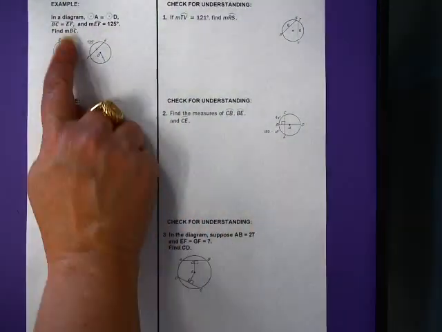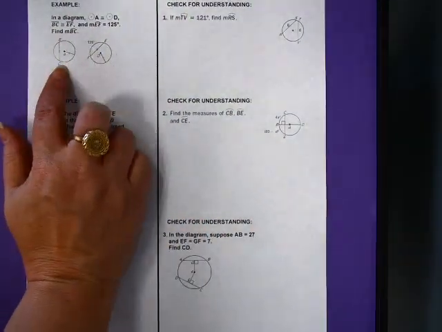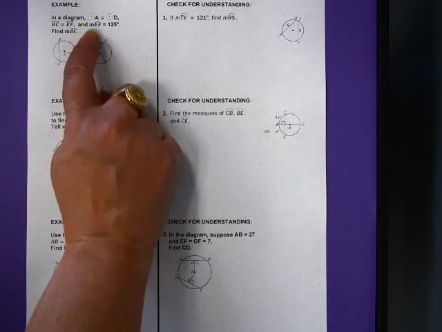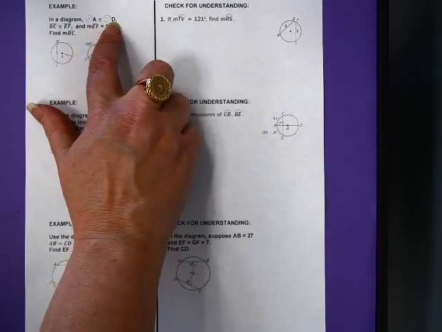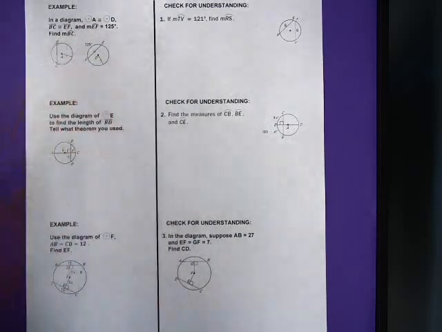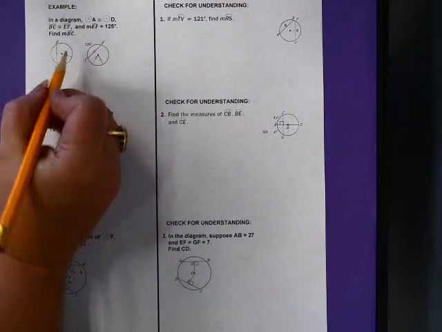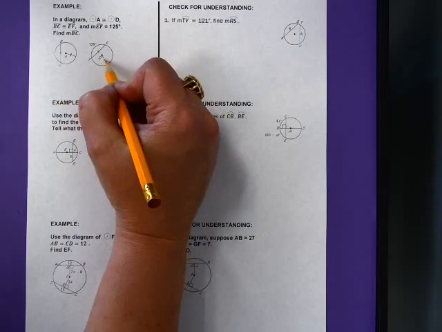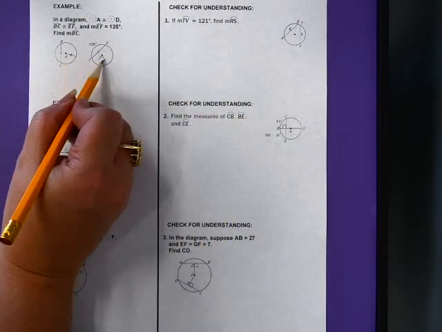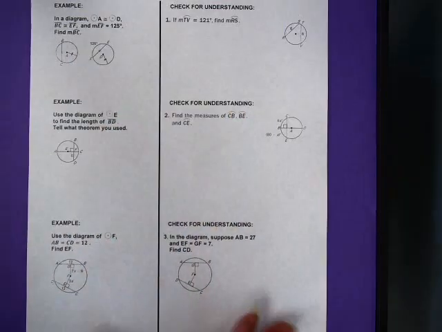we have some examples. Alright, so remember that it said in the same circle or in congruent circles. And right here they're telling us that in the diagram, circle A is congruent to circle D. So those two are congruent. The other way we can tell that they are congruent is because this radius here and this radius here, they're showing us that those are equal radii.